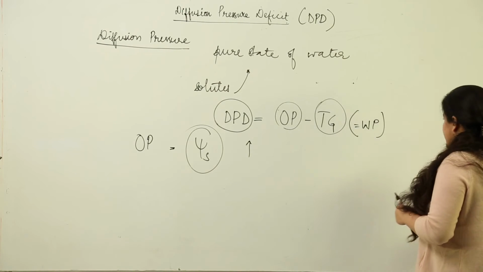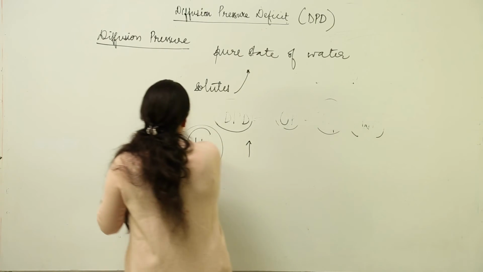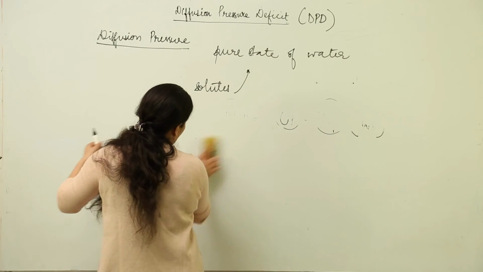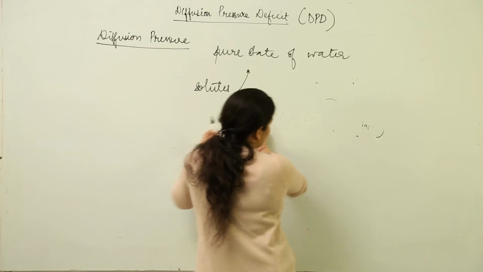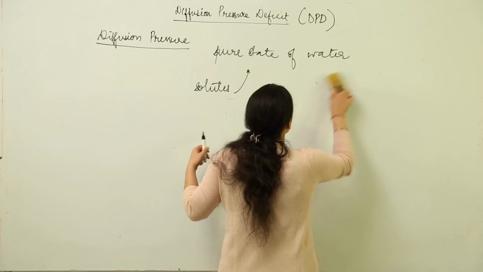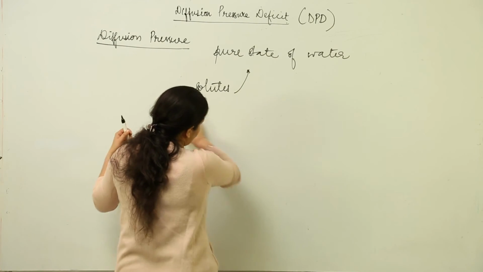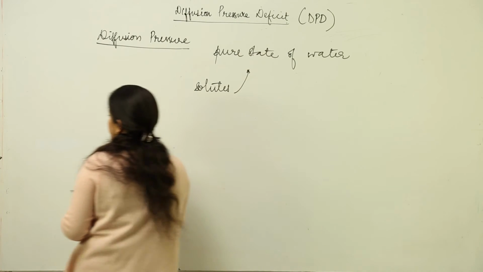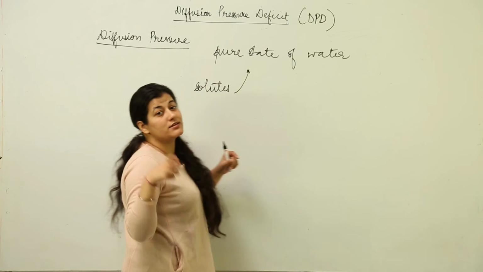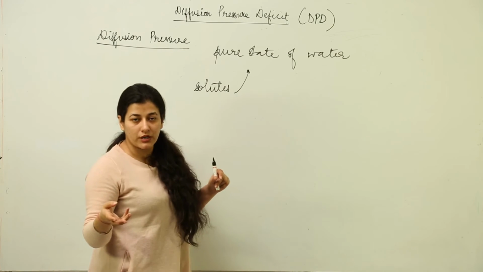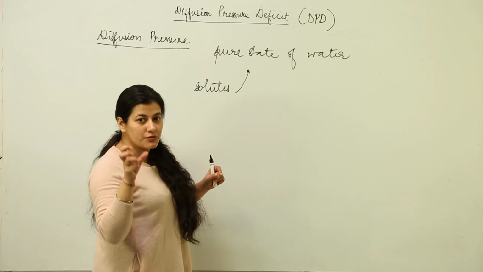Now we are going to understand, in terms of a cell, how the movement of solvent would occur if we have two cells. We are going to understand DPD from that point of view. Again, I would repeat, this is an obsolete term. We use the water potential term, which is more accurate.